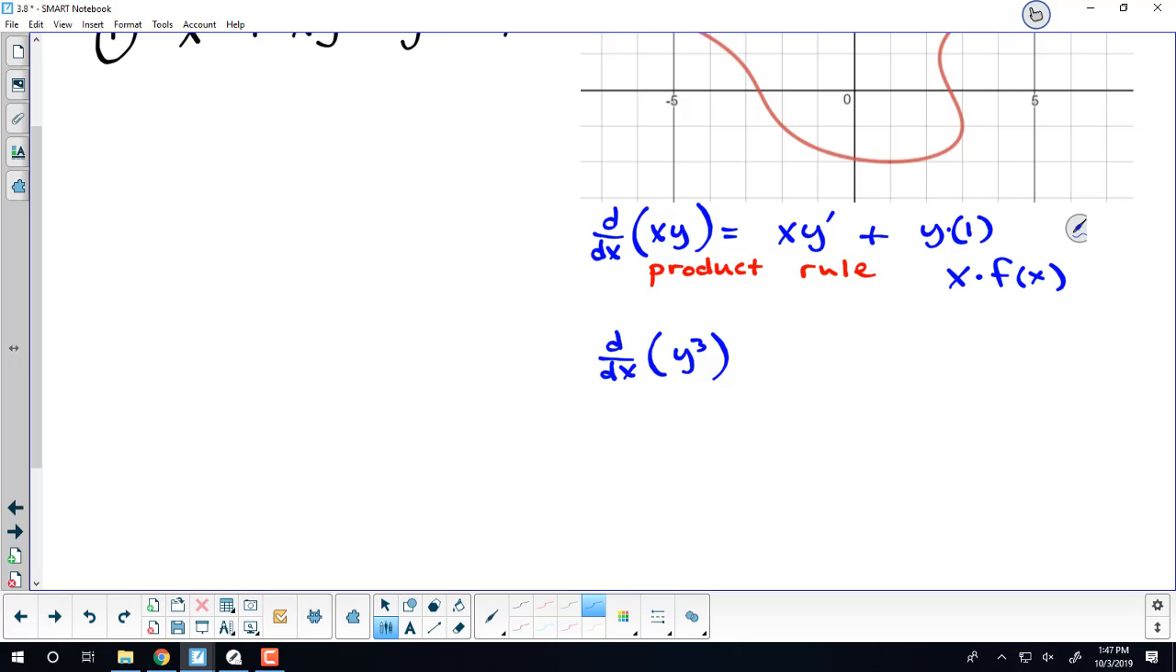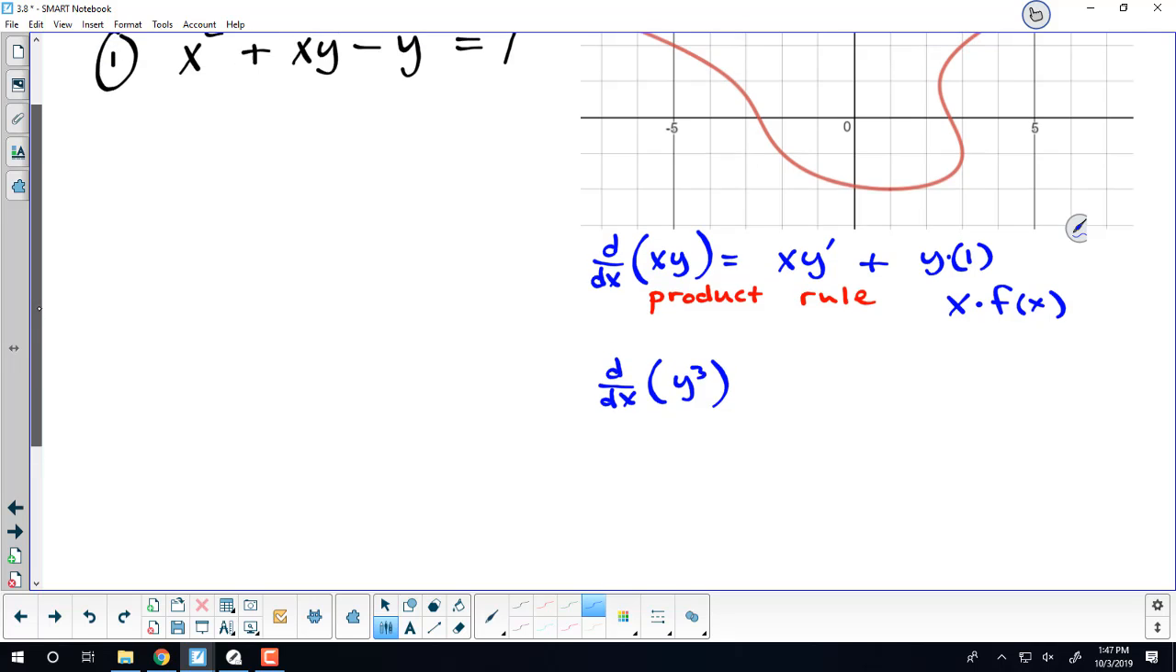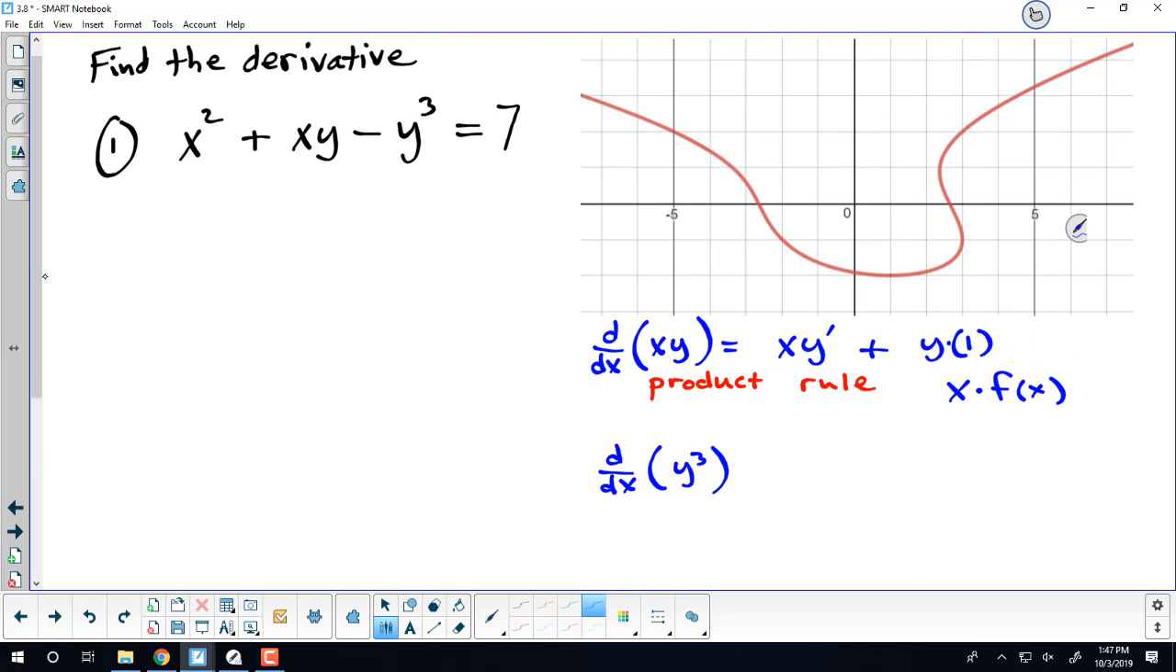So that xy term is a product rule. It's really x times some unknown function of x. So we have the first times the derivative of the second, so x times the derivative of y, which is y prime, plus the second times the derivative of the first, y times the derivative of x, which is 1. So xy prime plus y is the derivative of xy.